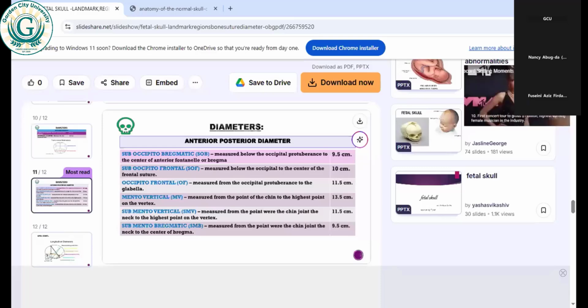Please, a question. Yes, please. As you are reading, I'm using my head to measure, but I don't understand why mentovertical is longer than submentovertical, because the submentovertical is almost getting to the neck. When you measure from the neck to the vertex, you feel it should be longer than the mentovertical, which is just from the chin to the vertex. So the submentovertical should rather be longer.